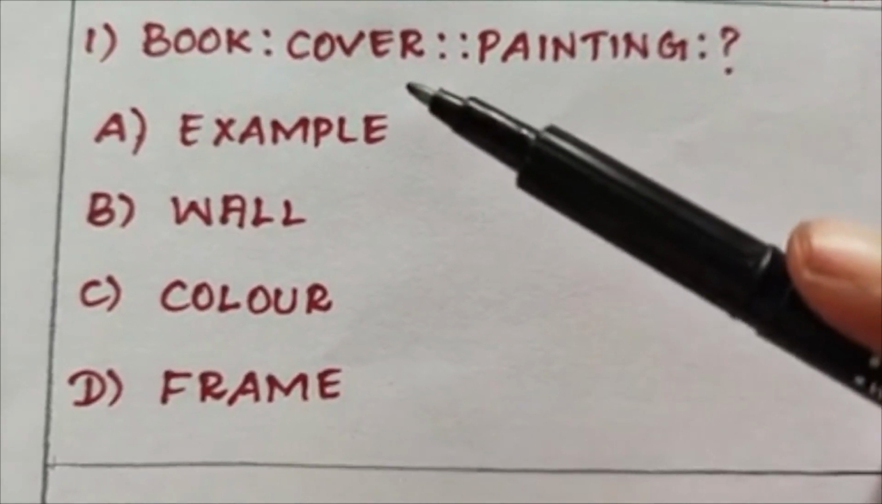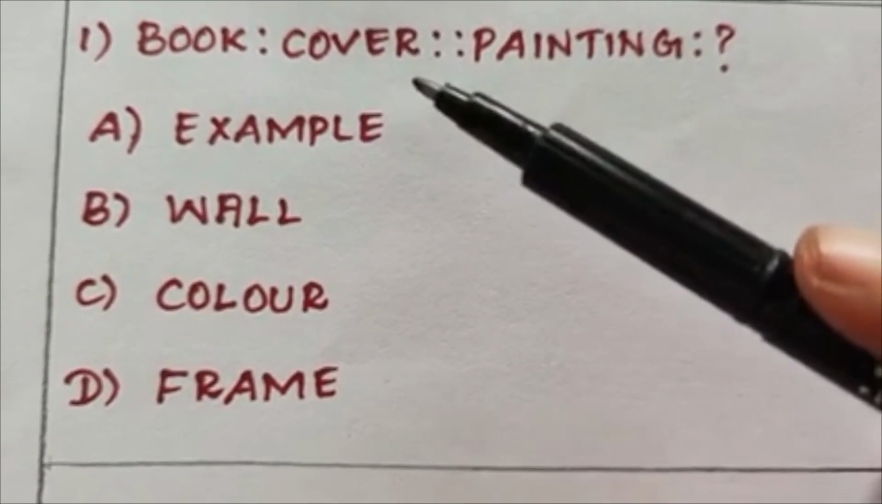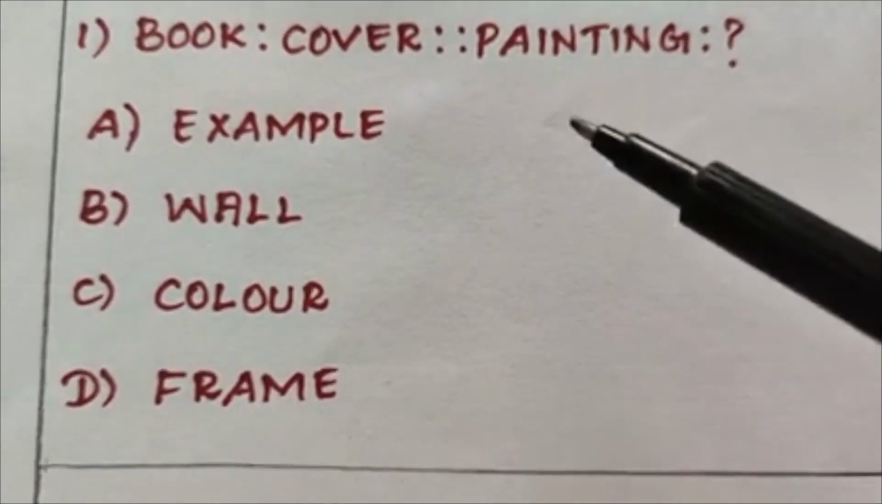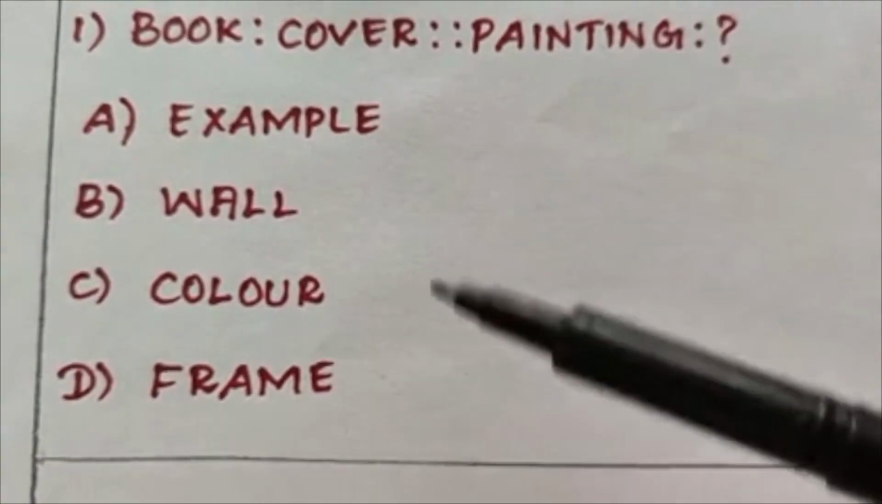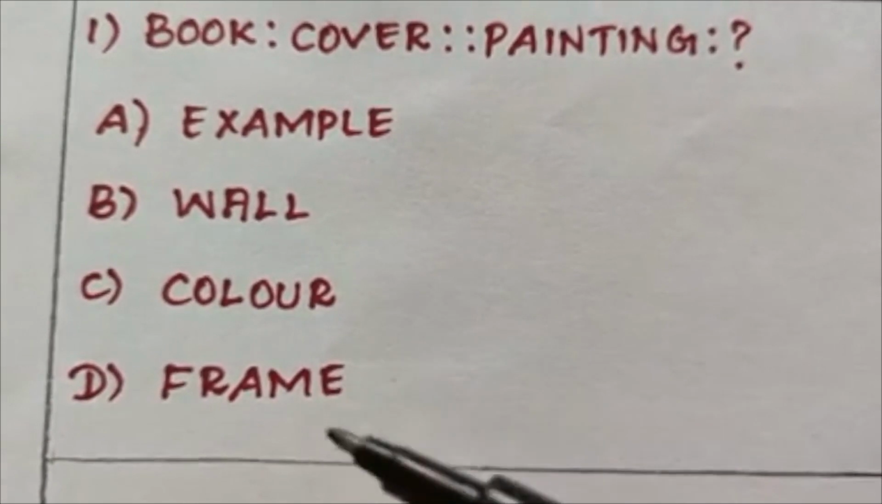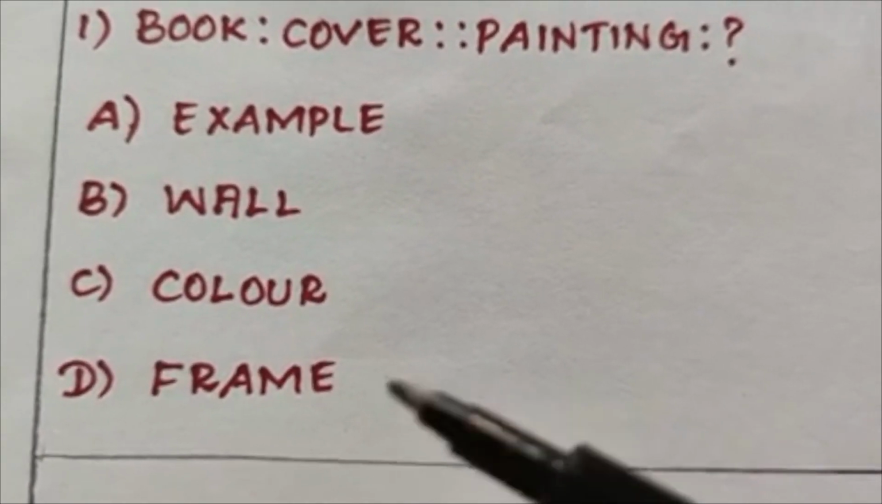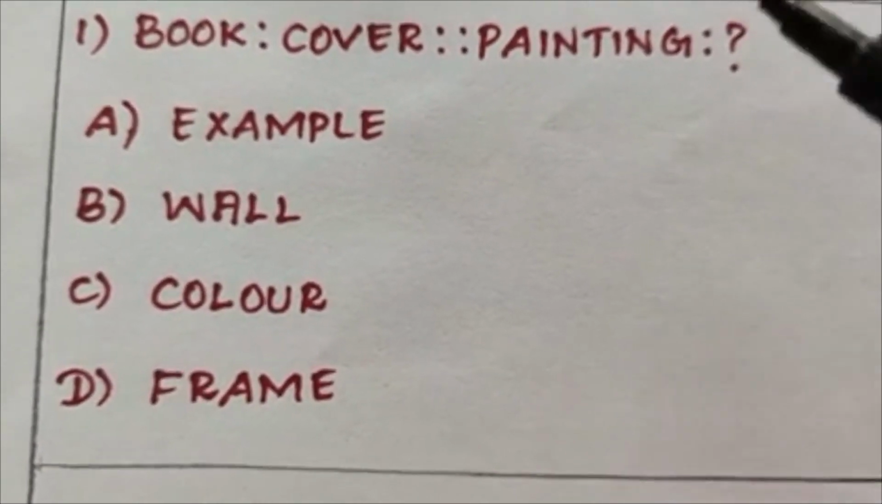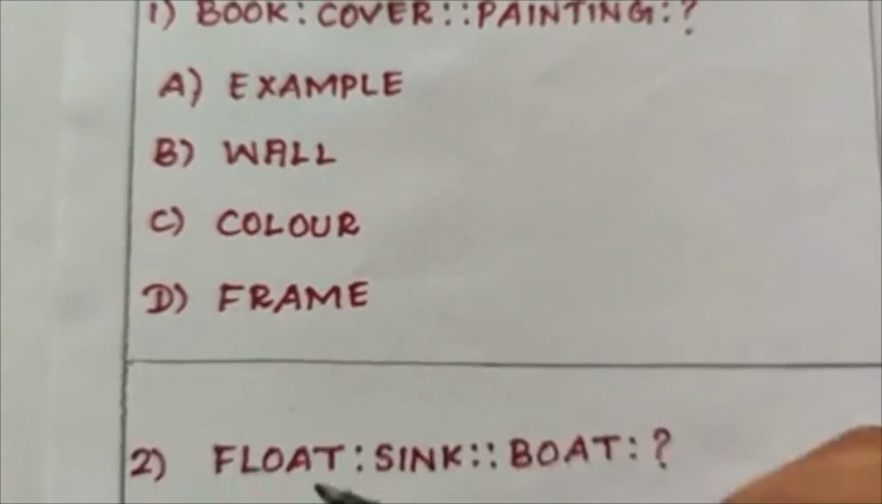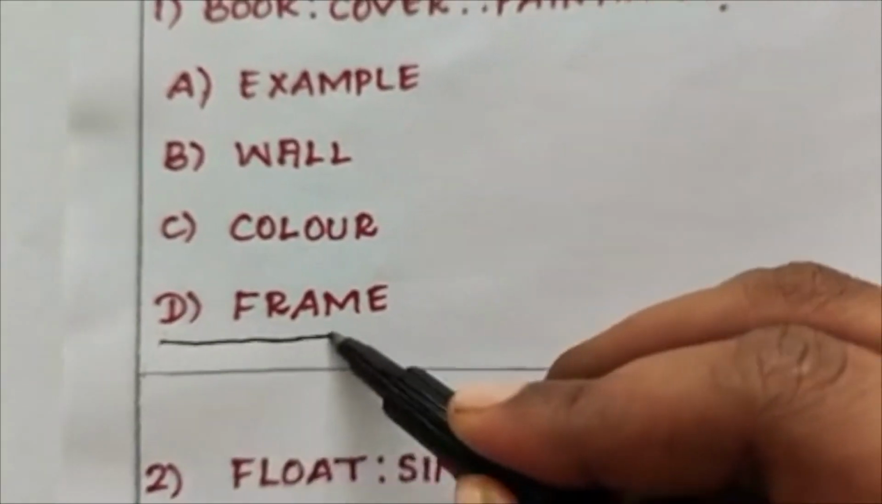Okay, look at the question here. Cover is used to protect a book. In the same way, in the given options, what will be used to protect a painting? So option D, frame. Frame is used to protect a painting. So the right option is option D, frame.